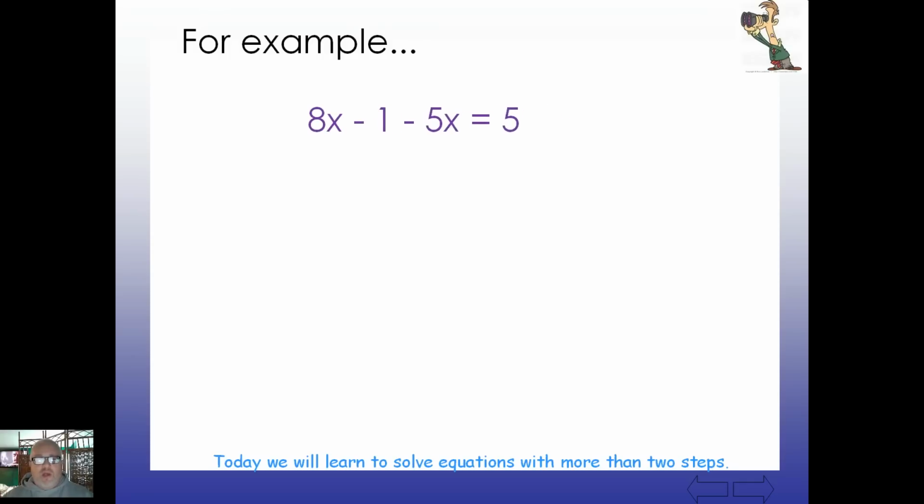Alright, so let's watch this one. Go ahead and just watch. Just sit back and relax. I'll do the work here. 8x minus 1 minus 5x equals 5. Well, what can we combine here? Can we combine the 8x and the negative 5x? Simplify that down to, very good, 3x minus 1 equals 5.